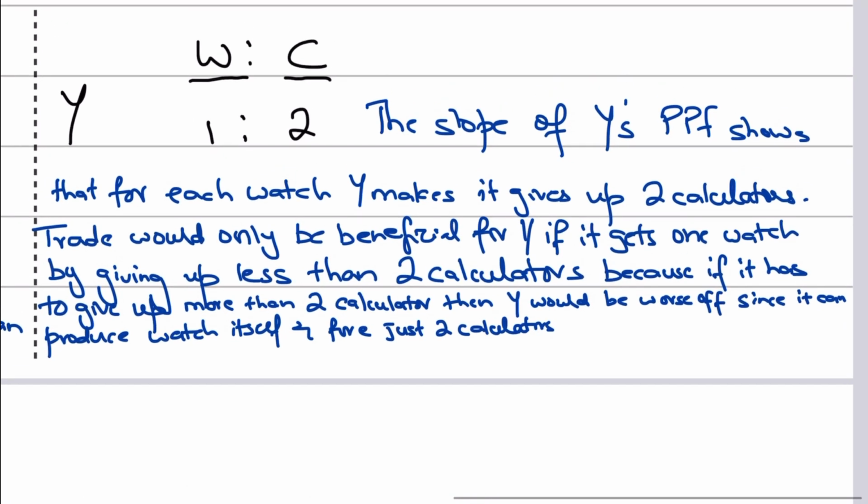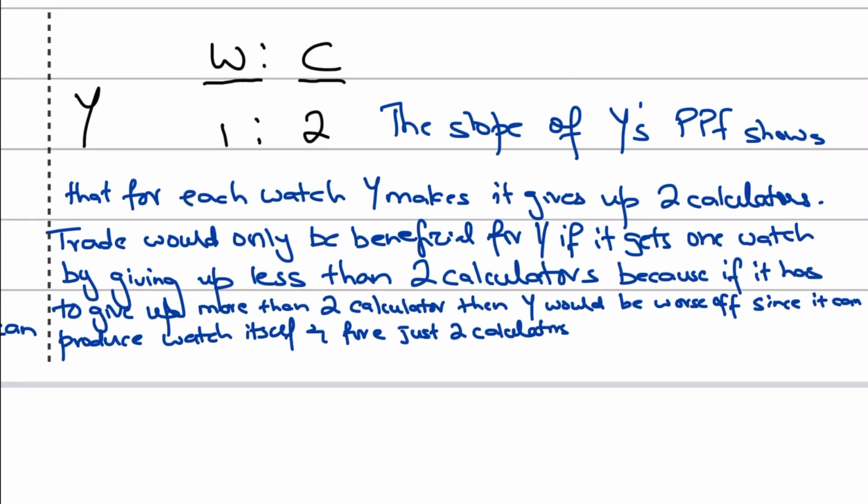If you look at country Y, the opportunity cost ratio is 1:2. And the slope of Y's PPF shows that for each watch Y makes, it gives up two calculators. We've already seen in Y's PPF as well how the PPF is representing the opportunity cost ratios, the triangles that I showed you.